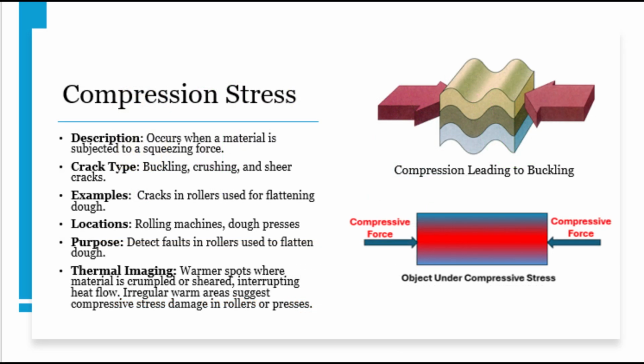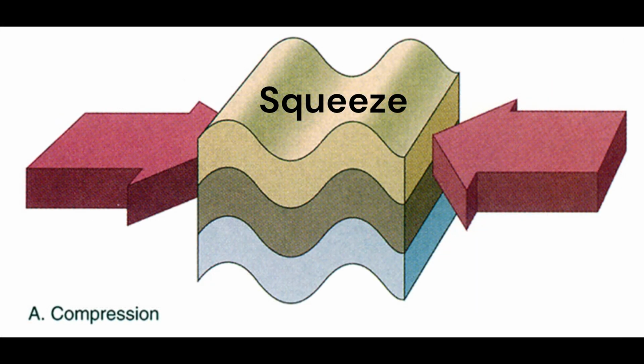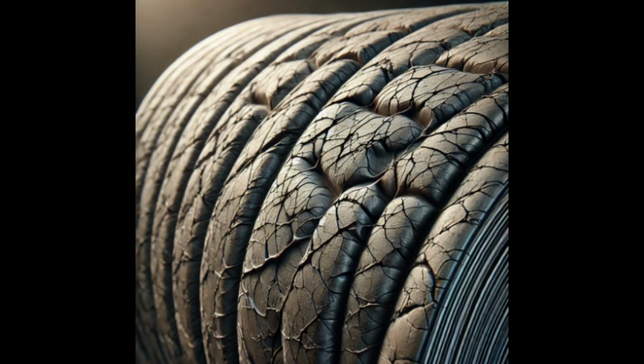First up, compression stress. This type of stress is like giving a material a tight squeeze. When compression stress is applied, it reduces the volume or shortens the length of the material, kind of like how a sponge compresses when you press it down. An object under compression stress, such as a shaft or a roller, will begin to exhibit buckling, crushing, and/or shear cracks. Thermal imaging of the cracks will show warmer spots where material is crumpled or sheared, interrupting heat flow.